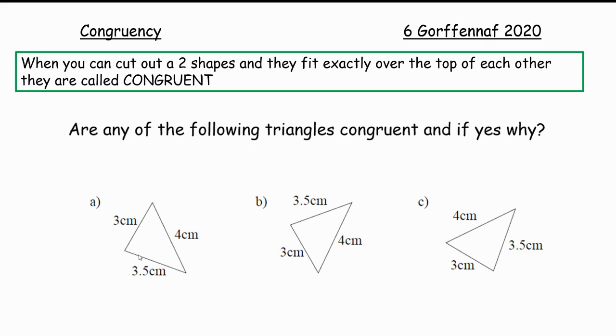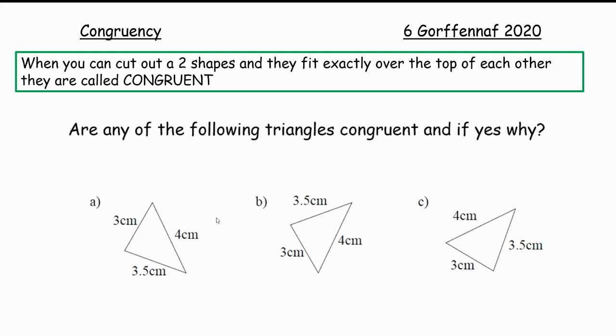Okay, now we can't actually cut them out from the screen. So if we just have a look at the sides, we've got a 3, a 3.5, and a 4. A 3, 3.5, and a 4. They're all congruent to each other. They have all got the same lengths. And you might think, well, hang on, going clockwise on this one, it goes 3, 3.5, 4, and this one, it's different. But it doesn't matter, because all you've got to do with this one is flip it over, and it would look the same as this one. If you just imagine spinning this one round, it would look exactly the same as this one.